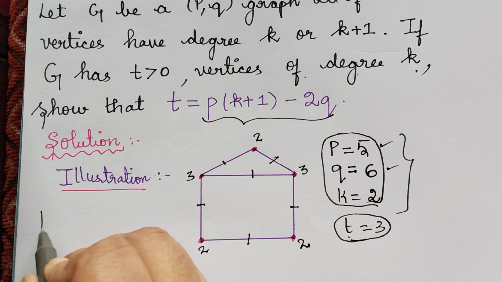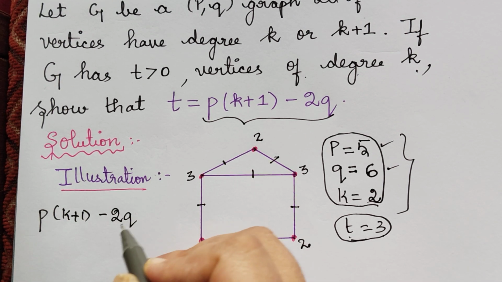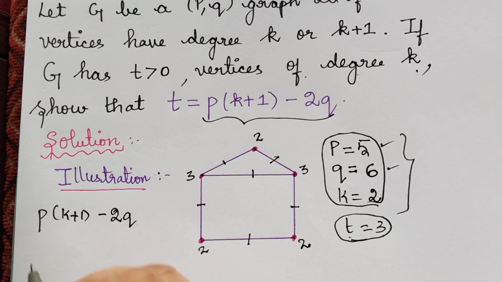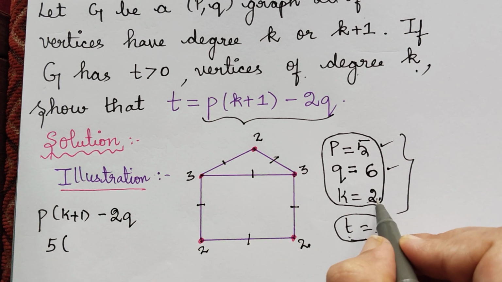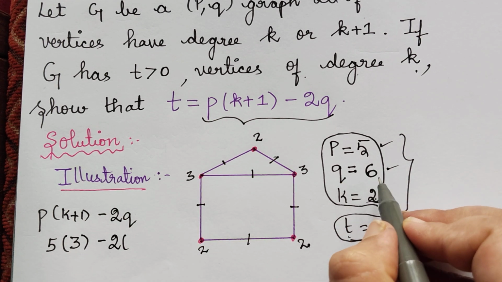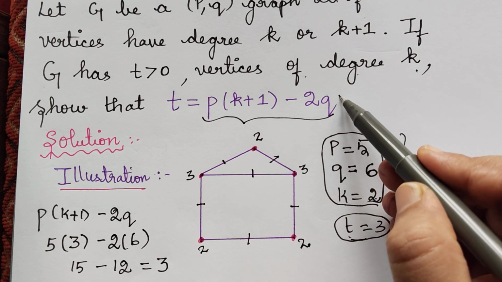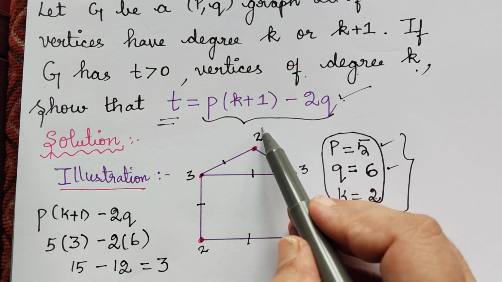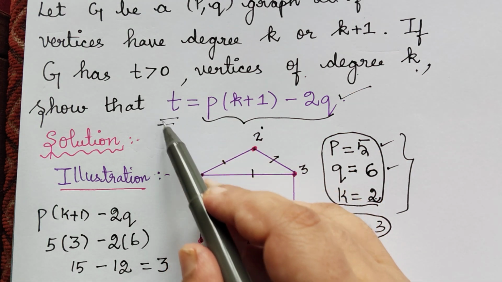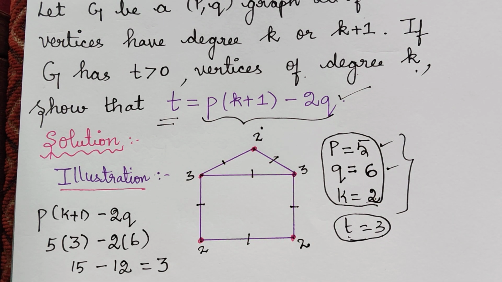So let us calculate that. P into (k plus 1) minus 2q. We shall substitute the value of p, which is 5. K plus 1 is 2 plus 1, which is 3. Minus 2 multiplied with q, and q is 6. So that is 15 minus 12, which is equal to 3. Therefore, the right hand side is also 3. So t is equal to 3 and the right hand side is also 3, which means this relation is satisfied. Now, we shall see the theoretical proof of this relation.